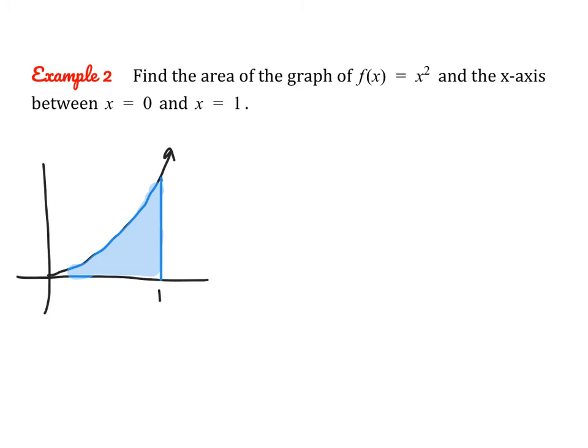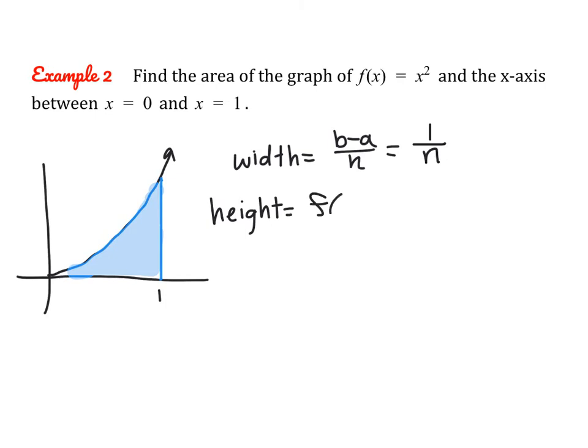So let's start by defining what would be the width of each of our rectangles. Remember, that can be found by doing b minus a over n. Our b value is 1, our a value is 0, so our width is going to be 1 over n. Now let's see if we can define what the height will be.